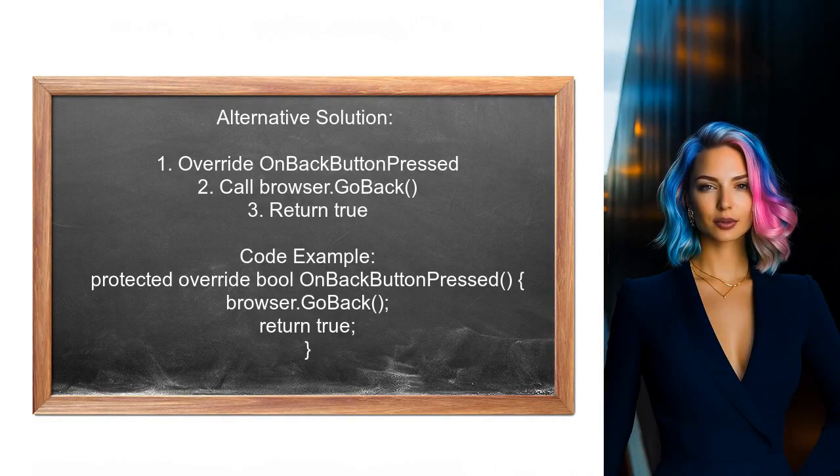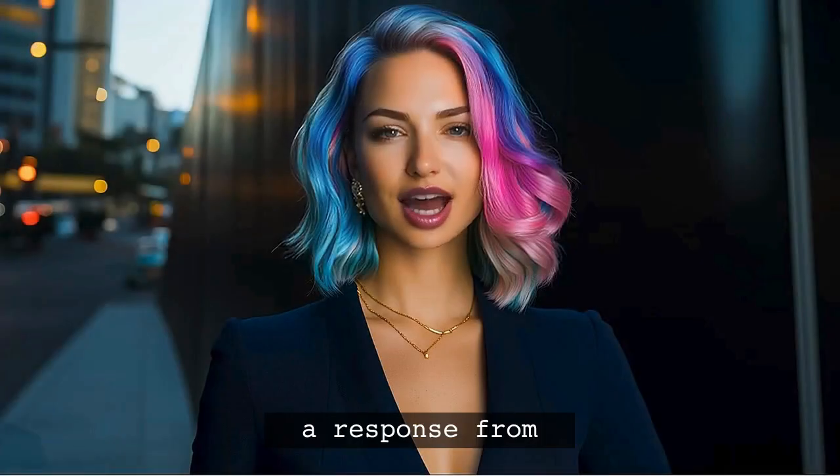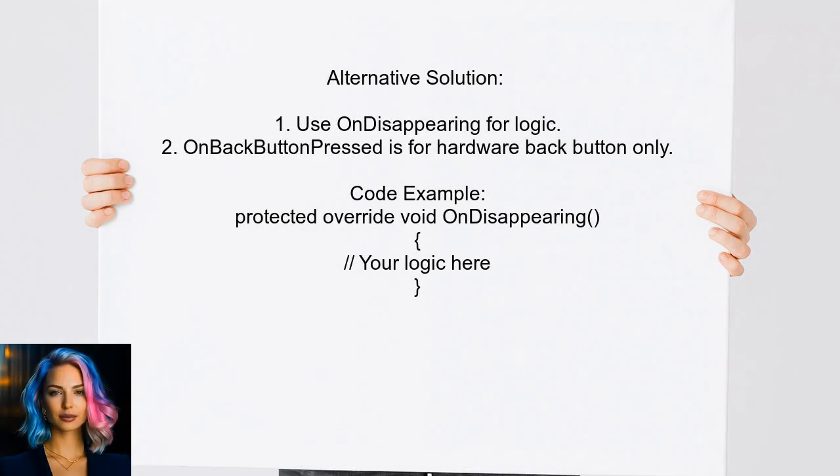An alternative solution provided by another user suggests modifying the OnBackButtonPressed method. Instead of returning true directly, they recommend calling the browser's GoBack method before returning true. Now, let's see a response from a different user. An alternative solution suggests that the OnBackButtonPressed method is triggered by the hardware back button, not by navigation actions. Instead, the user recommends implementing your logic in the OnDisappearing method.